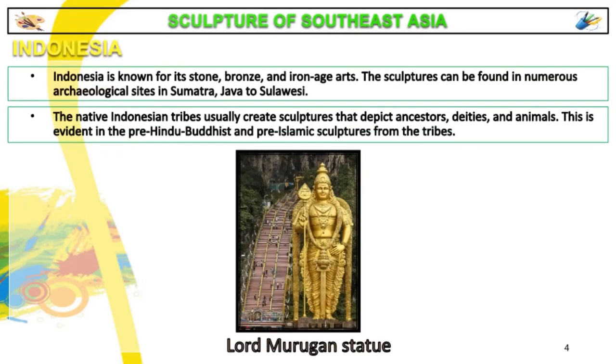Indonesia is known for its stone, bronze, and Iron Age arts. The sculptures can be found in numerous archaeological sites in Sumatra, Java to Sulawesi. The native Indonesian tribes usually create sculptures that depict ancestors, deities, and animals. This is evident in the pre-Hindu Buddhist and pre-Islamic sculptures from the tribes.